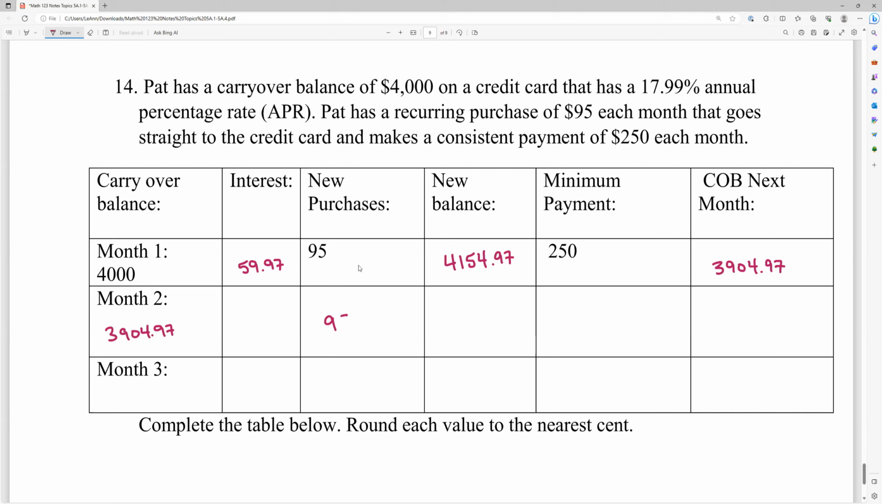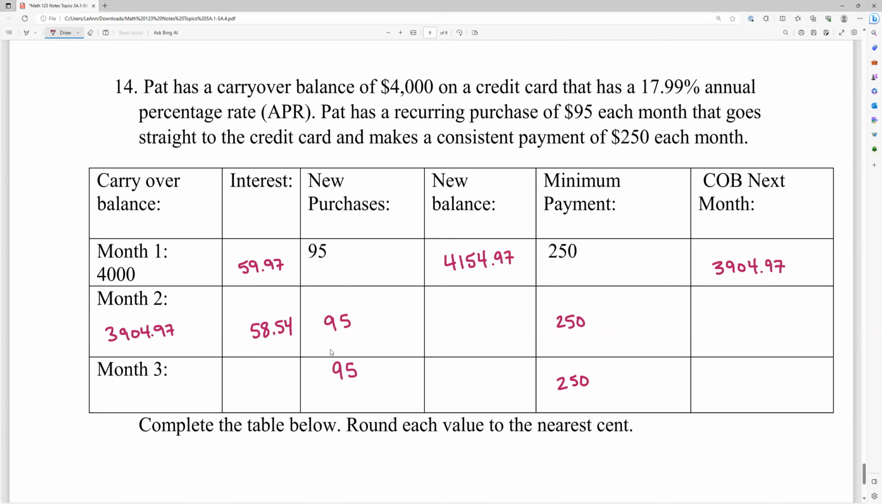You could go ahead and put these filled in, since we know that's a fixed new purchase every single month, and this is a fixed monthly payment that they've decided on. So we could go ahead and pre-fill those in. But let's look at our next month. So we're taking that carryover balance, times it by the interest rate of 0.1799, divided by 12. Oops, I timesed. Let's type that in again. So 3904.97 times 0.1799 divided by 12. That's 58.54.